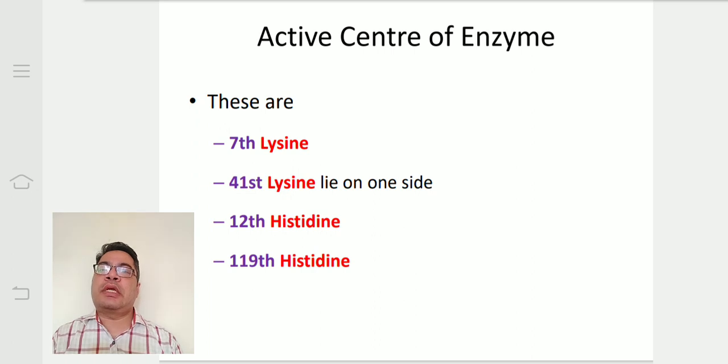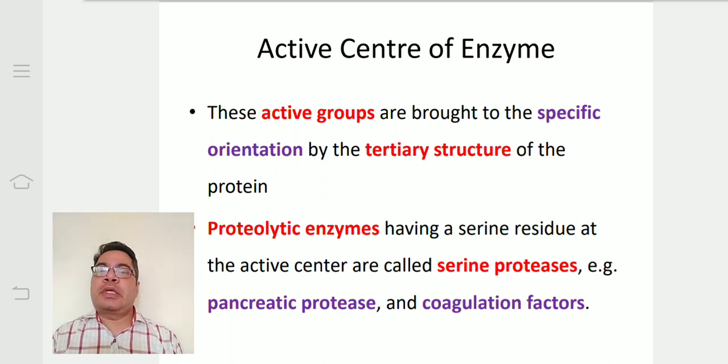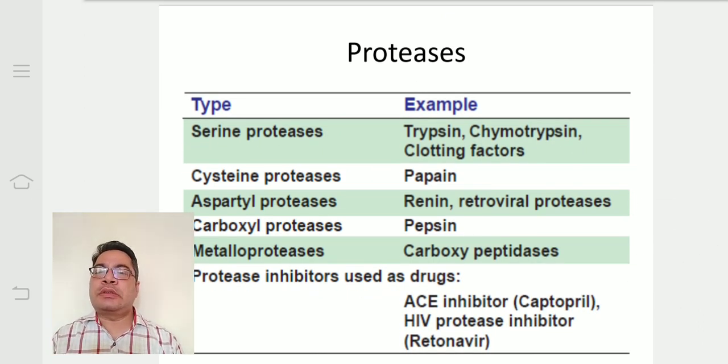Proteolytic enzymes having a serine residue at the active center are called serine protease. Example, pancreatic protease, coagulation factors. Here are certain examples. Serine protease contains trypsin, chymotrypsin, and clotting factor. Cysteine proteases contain example papain. Aspartyl proteases, example is renin and retroviral proteases. Carboxyl proteases is present in pepsin. Metalloproteases is present in carboxypeptidase.